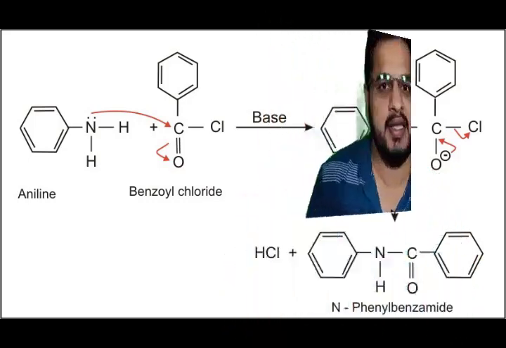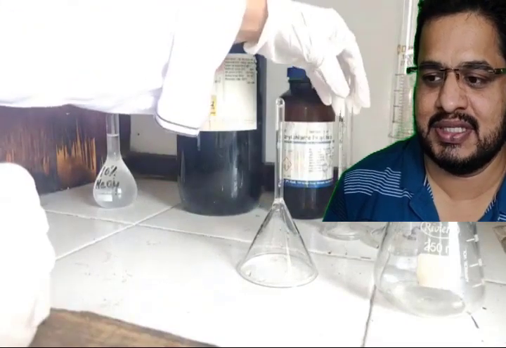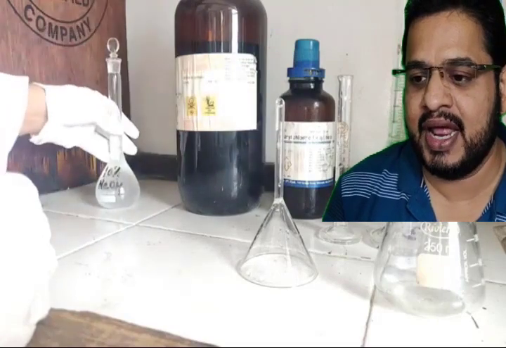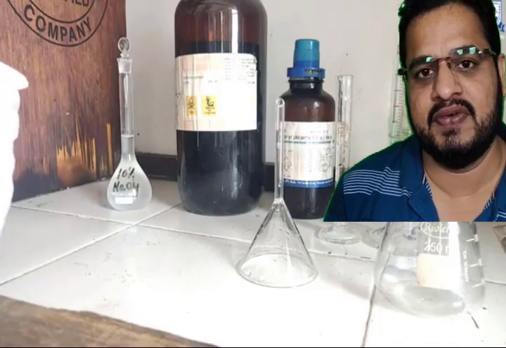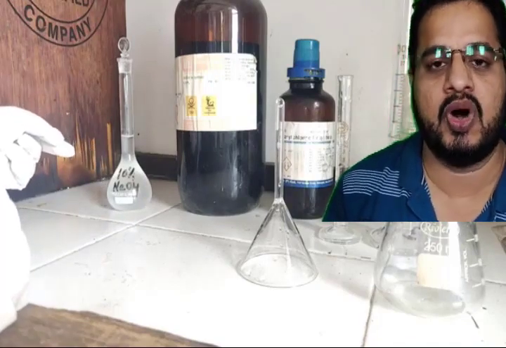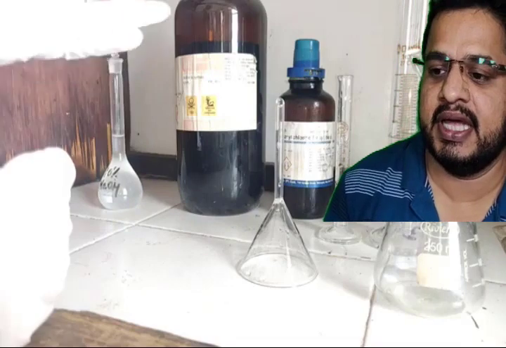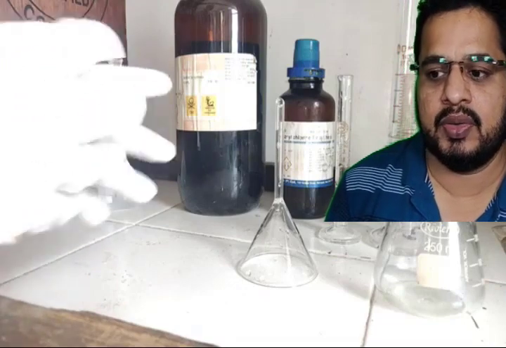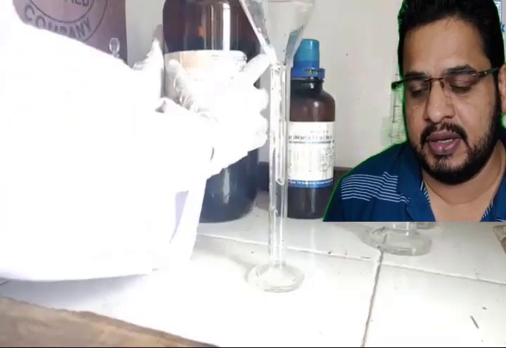Thank you. Let us synthesize the benzanilide. For this you require all of these glassware: one funnel, two measuring cylinders, one iodometric flask. Aniline you require, benzoyl chloride you require, and 10% NaOH. How we have prepared it is, 10 gram of sodium hydroxide we have dissolved in a small amount of distilled water, and then we made the volume up to 100 ml. So these are the requirements for your synthesis of benzanilide. Now please understand, the benzoyl chloride you have to handle with very much precaution.